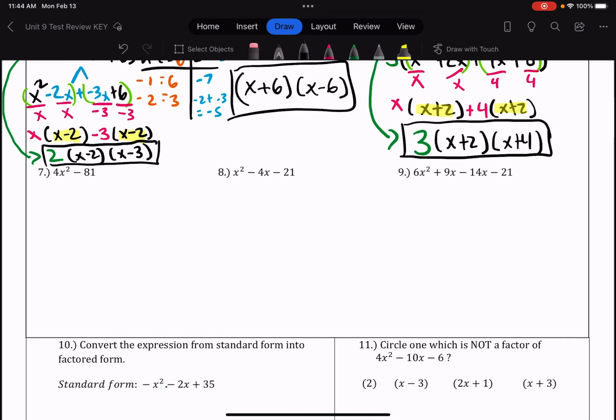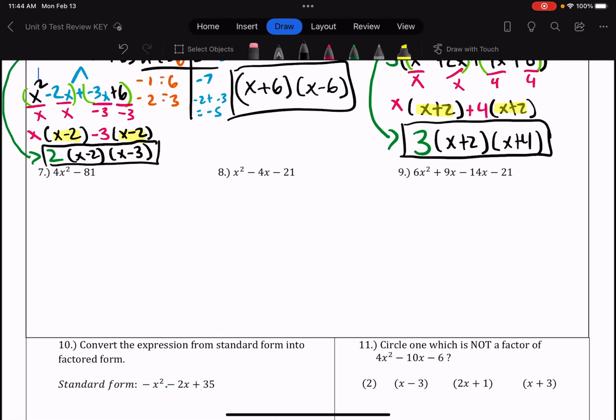Now let's go on to problem number 7. It says 4x squared minus 81. And this is also a difference of two squares. Guys, anytime you've got a two-term polynomial, so a binomial, and there's subtraction in between, and it's asking you to factor, the first thing you need to look for is, are these perfect squares. And if not, then look for a greatest common factor.